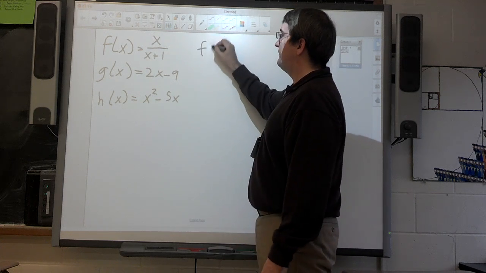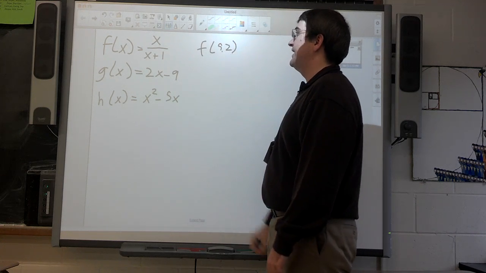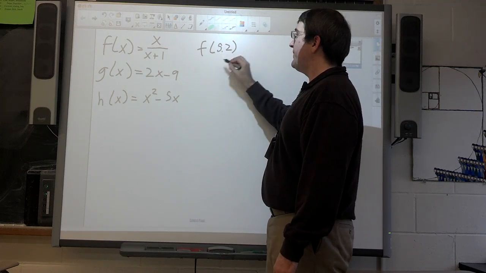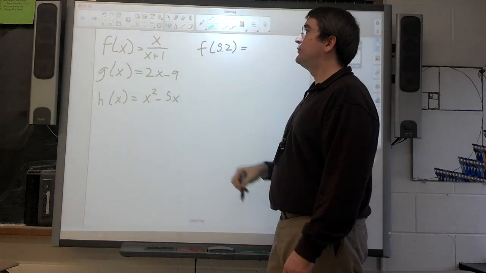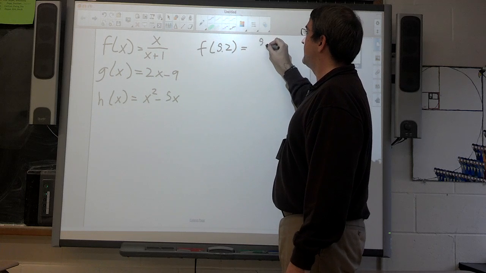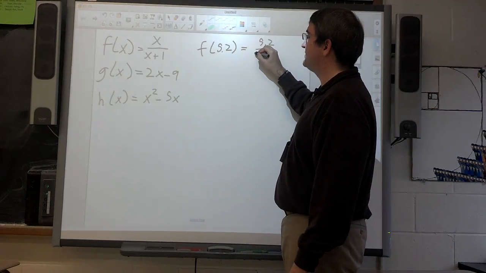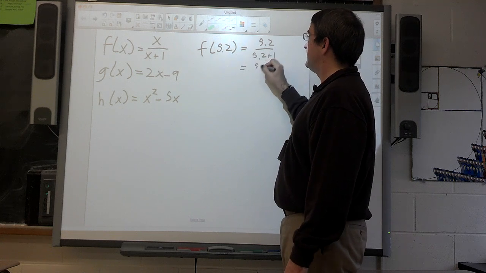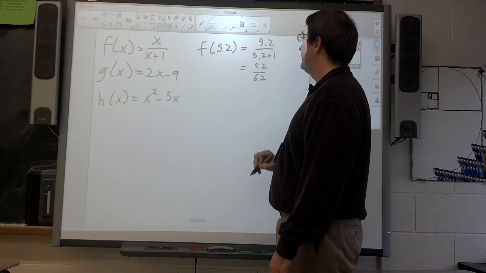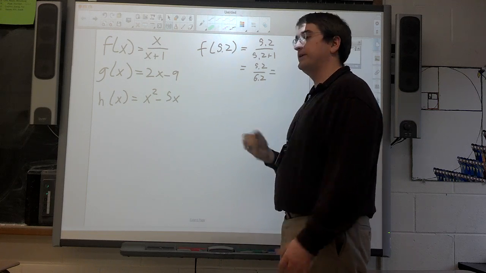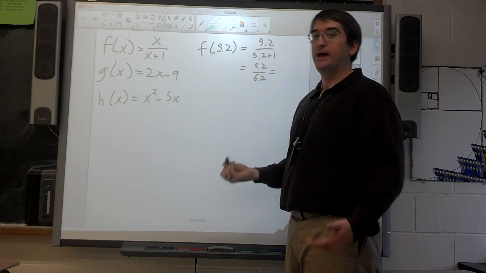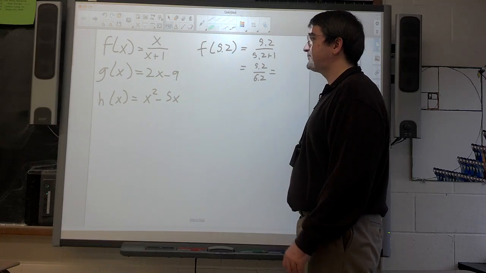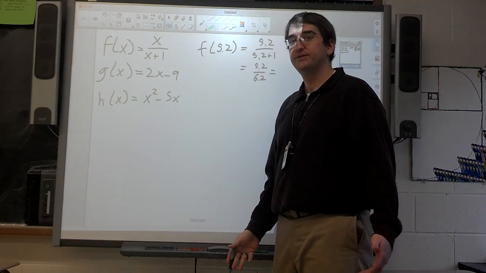So f of 5.2, for example, what that means is that anywhere you see that x, you replace it with 5.2. So we get 5.2 over 5.2 plus 1. That turns into 5.2 over 6.2. And then you would do that in your calculator, 5.2 divided by 6.2, and that would be what that is finally equal to.